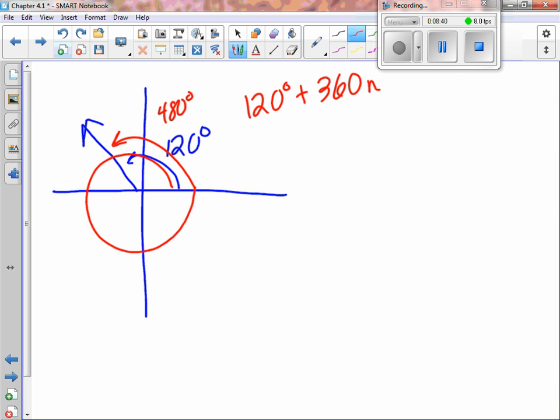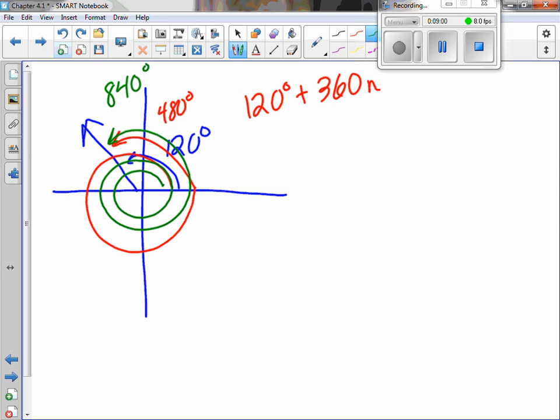I can do it as many times as I want. If I really wanted to, I can pass it up once, twice. I can do it as many times as I want, so I could add 360 to that again, 840. And I can keep going up as many times as I want. And it's describing the same angle. I'm just passing it one more time around. I'm going all the way around. Yes? Questions on this here? Are we good with this so far?